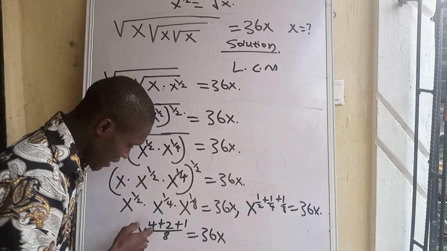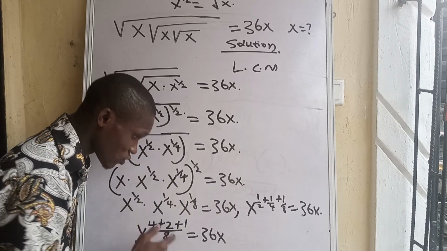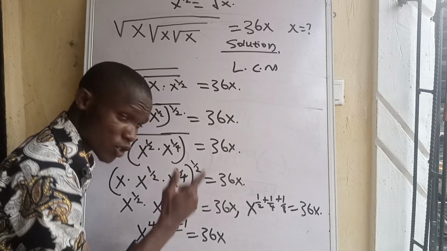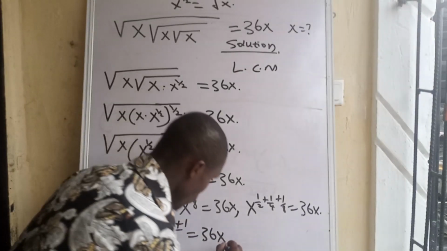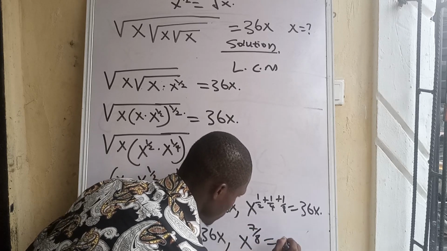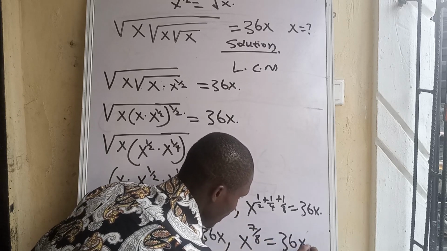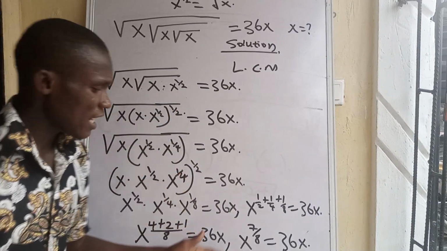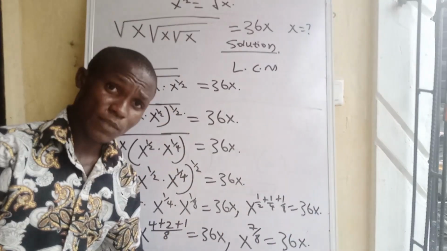Okay, adding this and this together, 4 plus 2 is going to give us 6, and 6 plus 1 is going to give us 7. So we can say x to the power of 7 all over 8 is equal to 36x. Okay, having all this, what are we simply going to do?